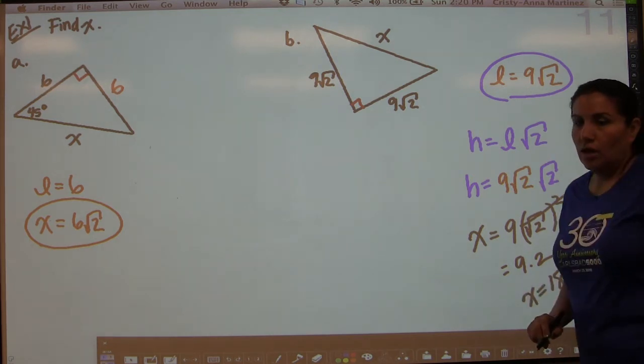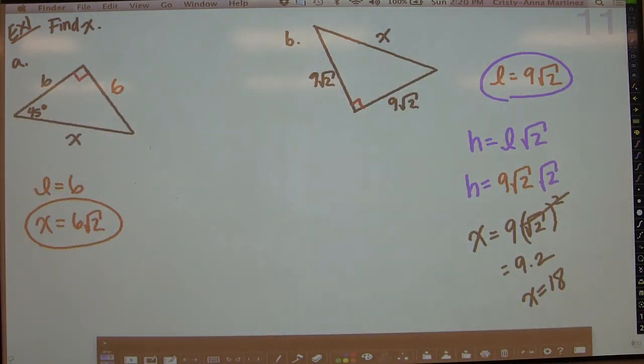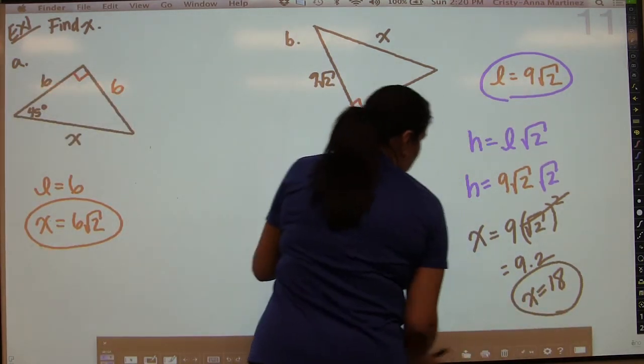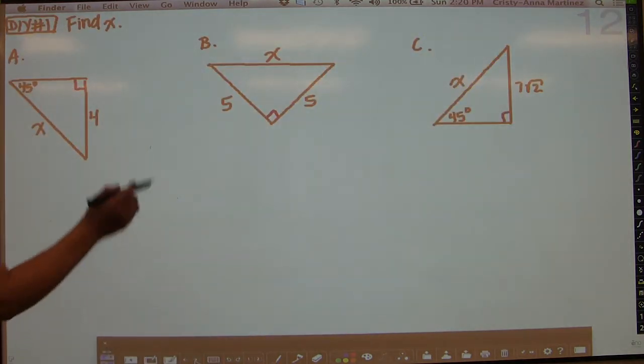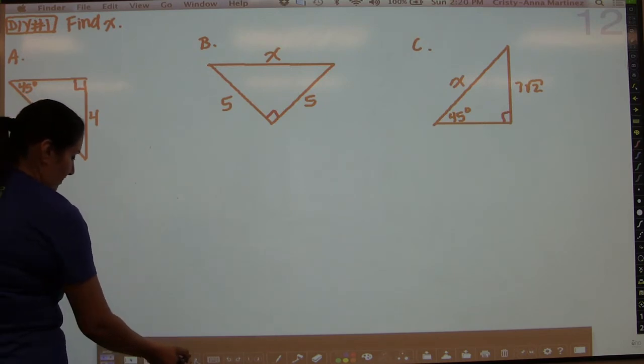So be careful with how you apply the formula. You have to make sure that you are doing it correctly. All right, so we get X equals 18. So we're going to give you a chance to try that in our next do-it-yourself question here. You have 3 opportunities to figure out how to apply the 45, 45, 90.